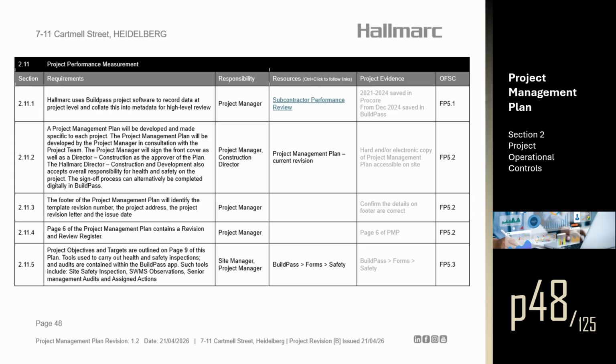Section 2.11.3. The footer of the project management plan will identify the template revision number, the project address, the project revision letter, and the issue date. Section 2.11.4. Page 6 of the project management plan contains a revision and review register. Section 2.11.5. Project objectives and targets are outlined on page 9 of this plan.